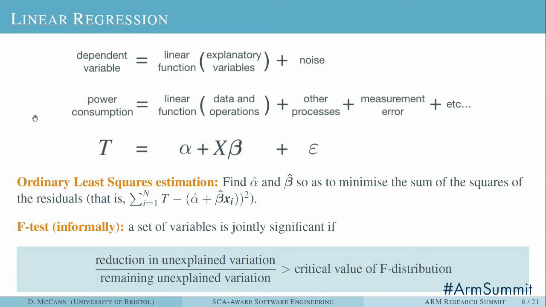But one thing we do is we want to make sure that everything we include in our model is actually significant, so that we don't have any redundant explanatory variables in it. And we use the F-test to do that. So we test that things actually contribute to leakage. Does the Hamming weight of the second operand of this instruction contribute to the exploitable leakage? And if it does, we'll include it in our model.